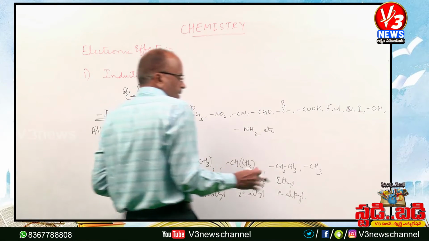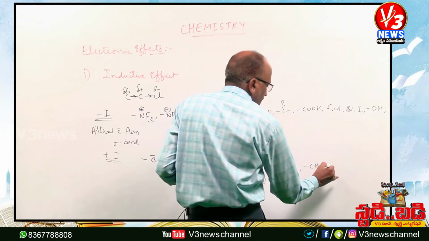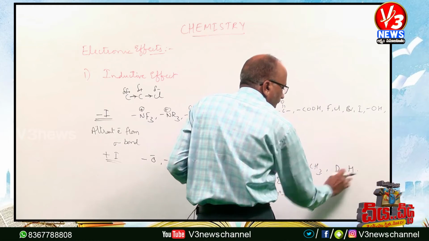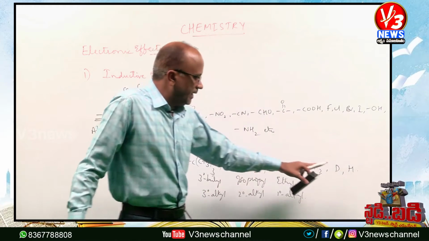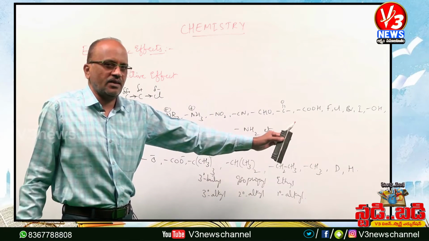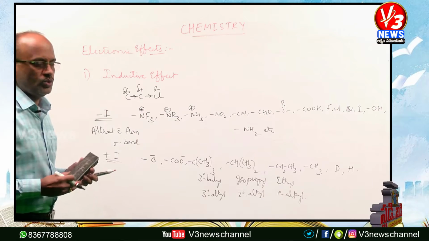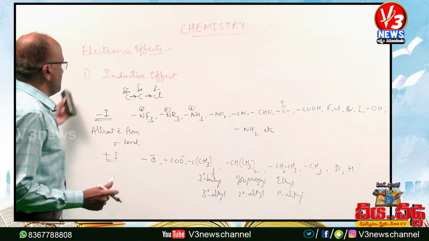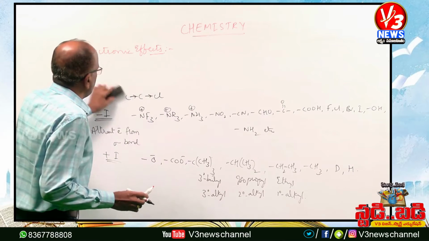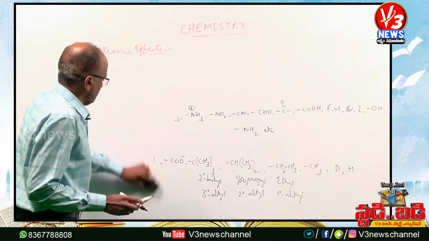If we take isotopes of hydrogen, after this, deuterium and hydrogen. Deuterium also shows plus I effect. The plus I effect of deuterium is greater than that of hydrogen, protium. This is inductive effect. Then another one is mesomeric effect.